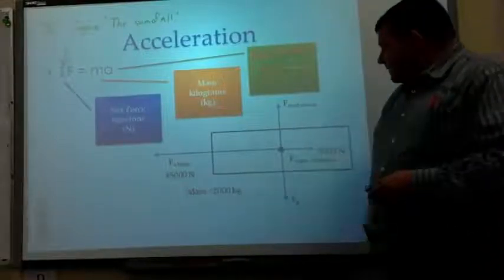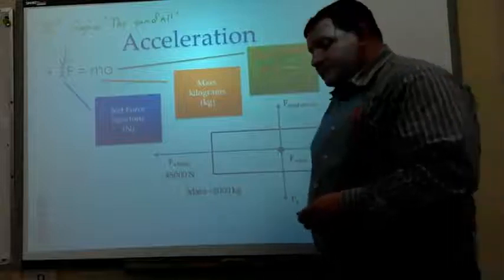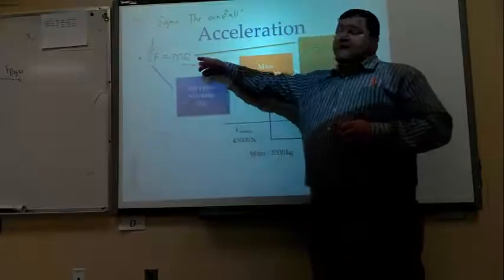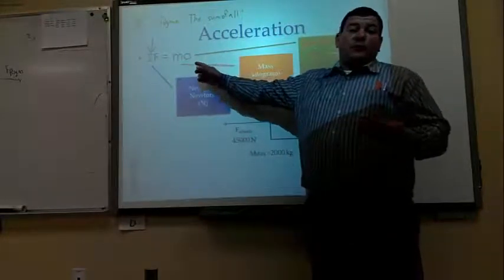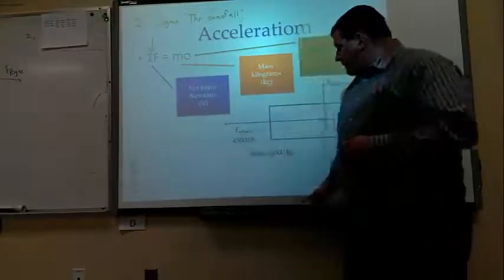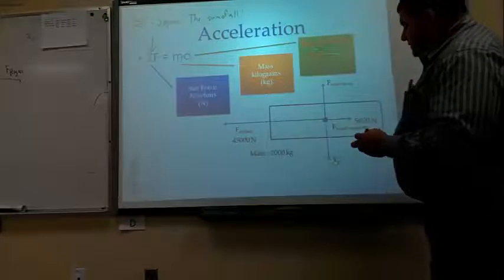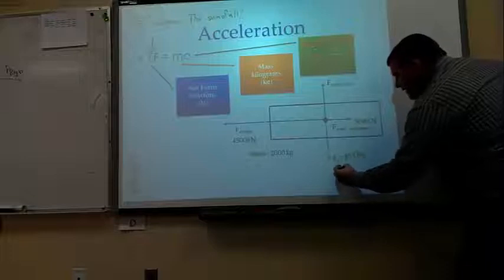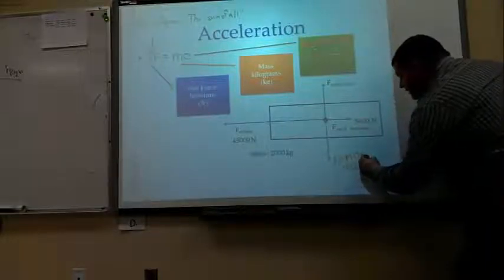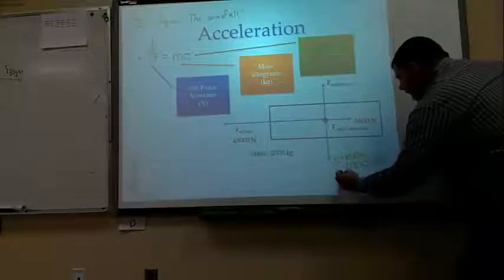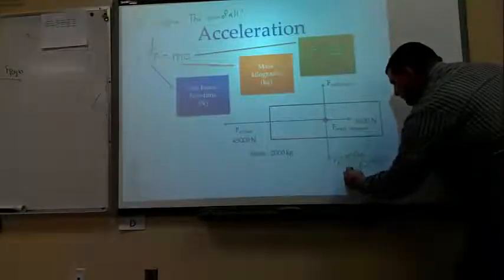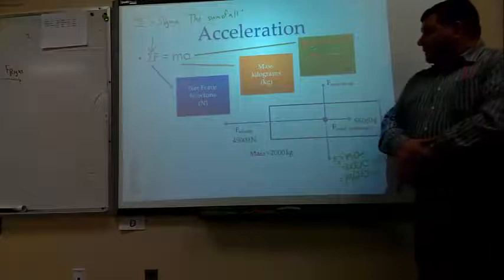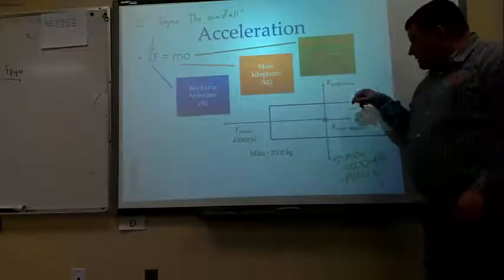First thing we need to do is figure out how much my force of gravity is. Remember, force equals mass times acceleration. We definitely know the acceleration due to gravity. It's 9.81 meters per second squared. We now have the mass of the car, 2,000 kilograms, so the force of gravity is going to be the mass times the acceleration of gravity, 2,000 times 9.81, 19,620 newtons.